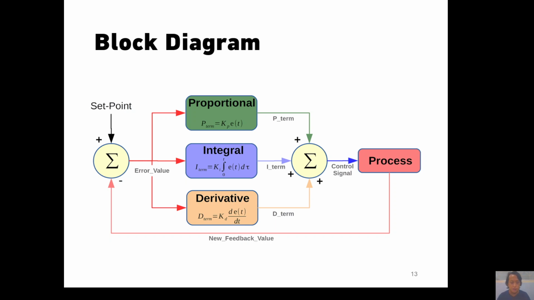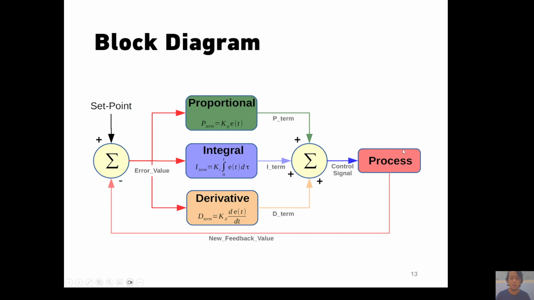And then for the derivative term, Kd times the derivative of E of t with respect to t, where Kd is the derivative gain. After we sum all of the terms of the controller, we get the control signal.